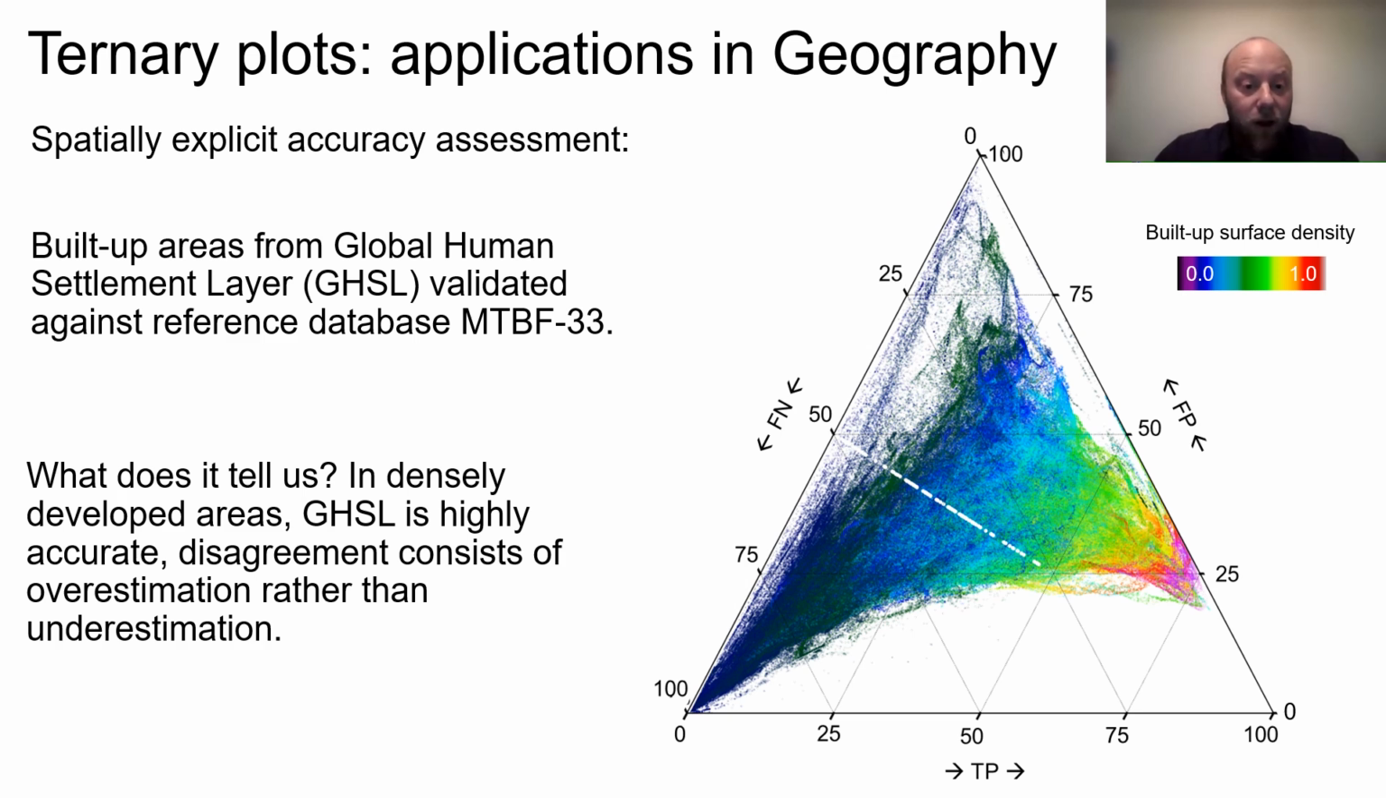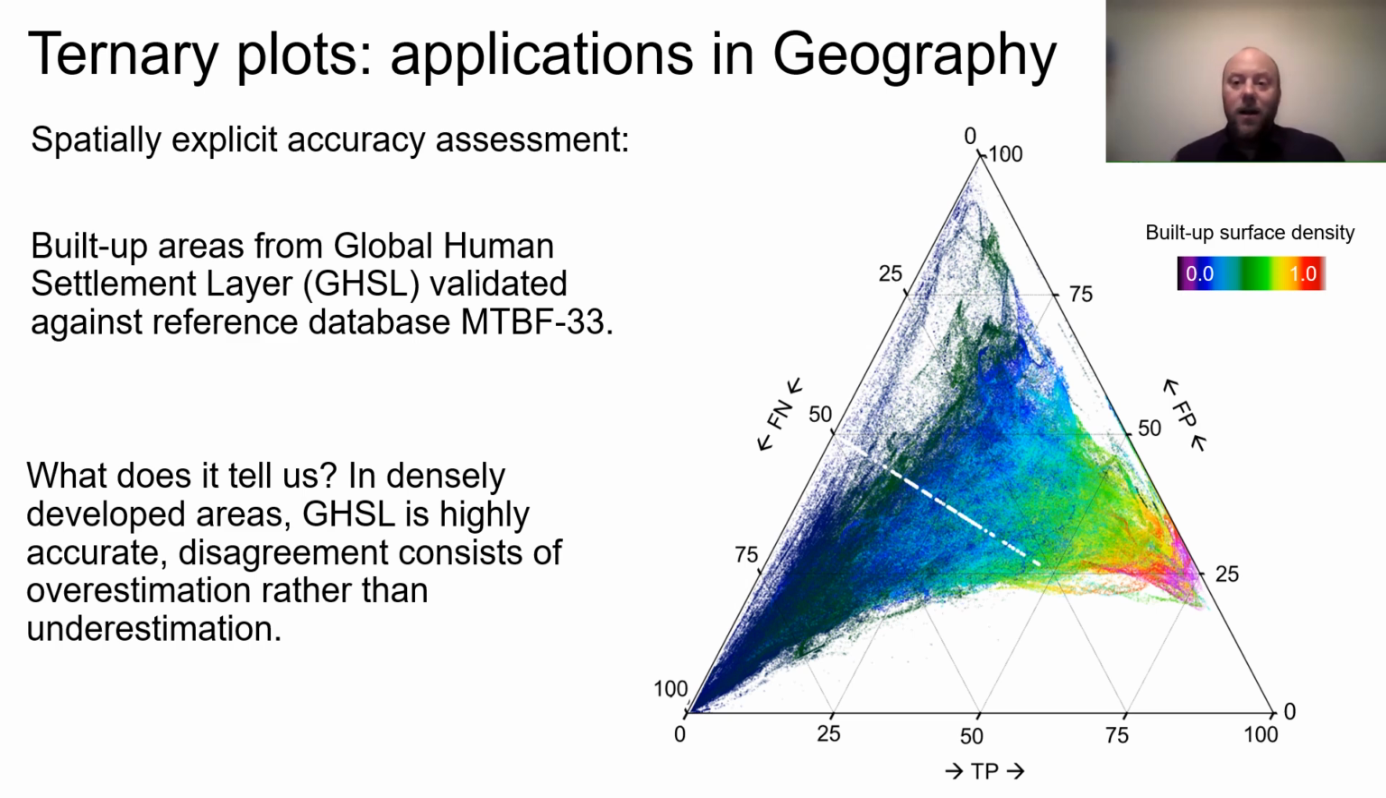We see that in densely developed areas, the global human settlement layer is highly accurate, and the disagreement that exists consists of overestimation rather than underestimation. This is what we can see here. So again, we've transformed two categorical spatial data sets into such a ternary plot by calculating the local agreement categories in moving windows, by converting them from absolute numbers into a percentage, and by visualizing these three complementary percentages in a ternary plot.